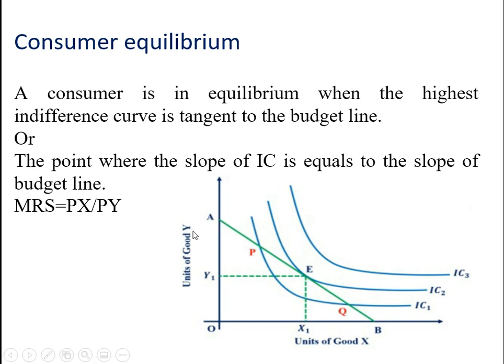And one more thing, we have taken only two goods, good Y on the Y axis and good X on the X axis, because the indifference curve shows different combinations of two goods, and similarly the budget line also shows the combination of two different goods which a consumer can attain. So a consumer is in equilibrium when the highest indifference curve is tangent to the budget line.